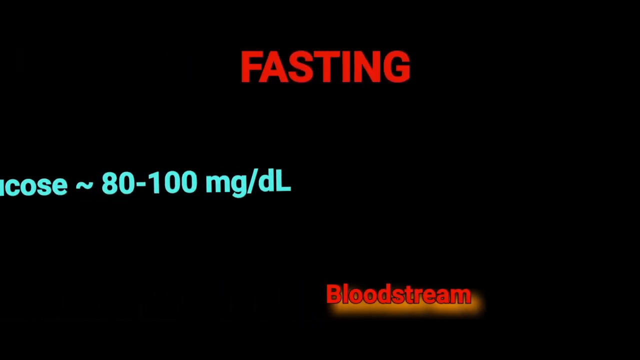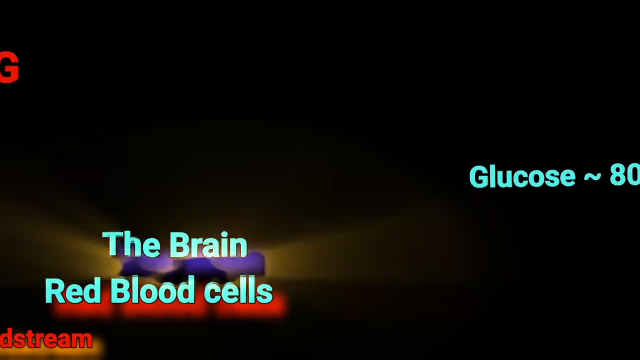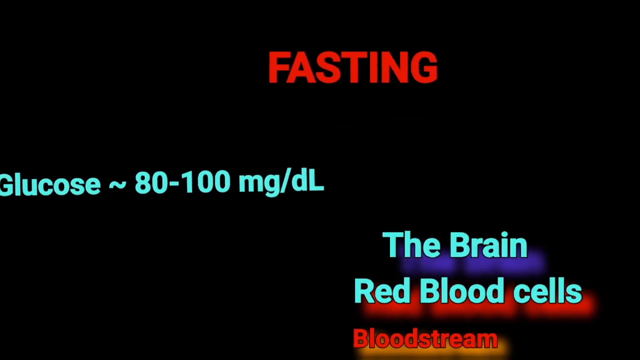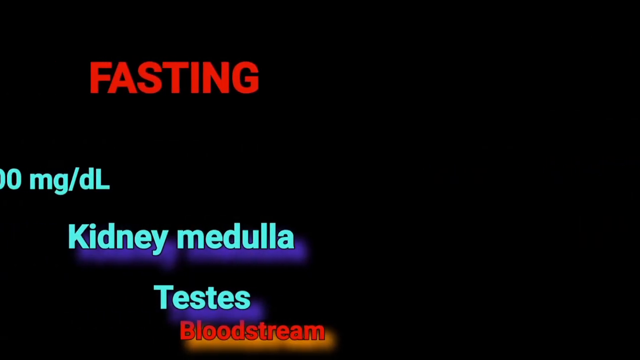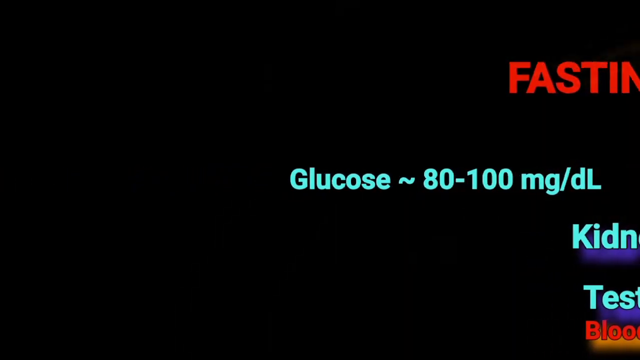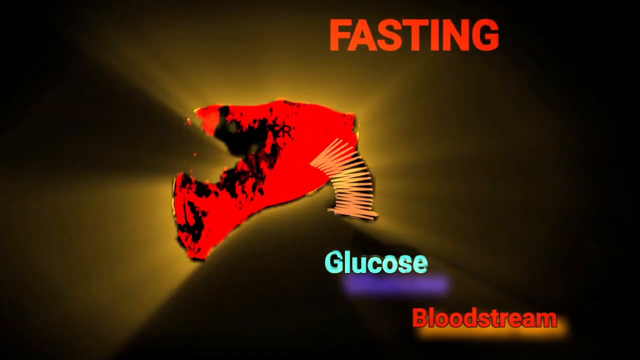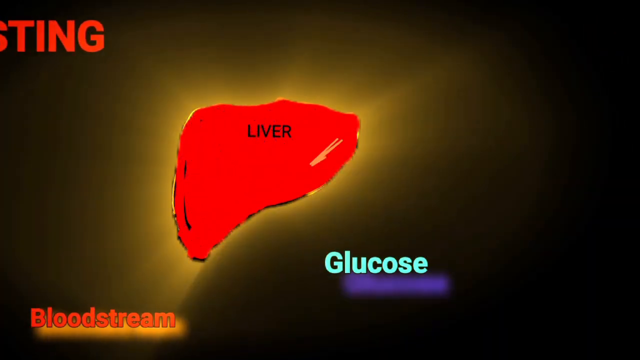Key tissues and cells that almost entirely depend on glucose in the plasma are the brain, red blood cells, kidney medulla, and testes. Maintenance of blood glucose is entirely dependent on the output of glucose from the liver. The liver is able to produce glucose and restore plasma glucose through two distinct pathways.